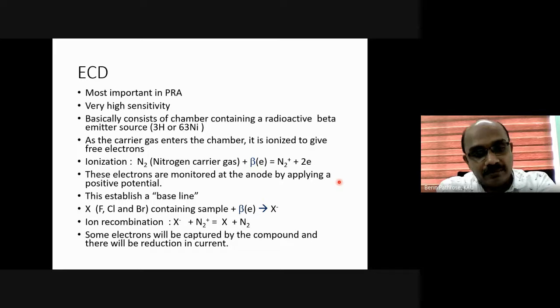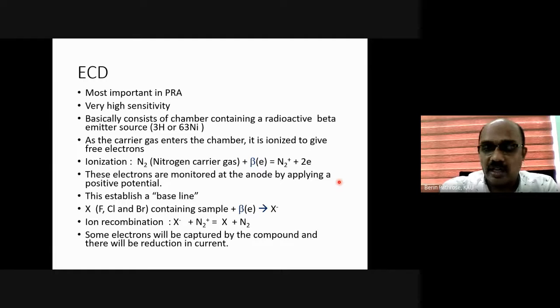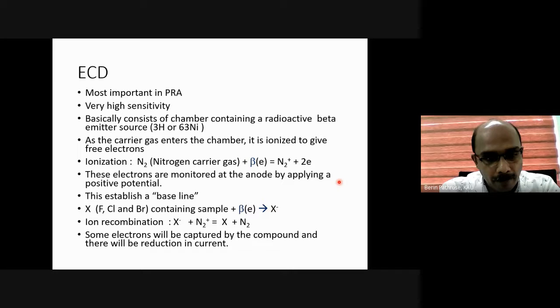Clear? If you are facing any problem in understanding, just ask to clarify it and move. ECD. Sir, ECD last part on the board.